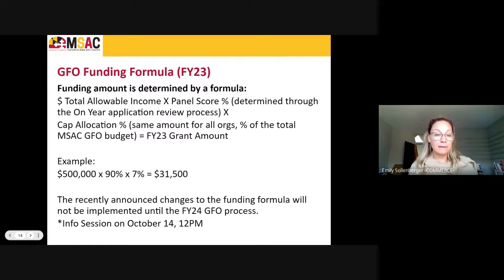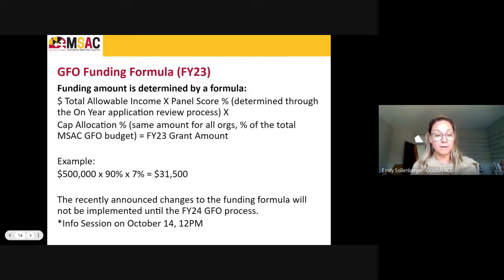So an example might look like if you have $500,000 of allowable income, you multiply that by your panel score. So for example, 90% times the average has been around 7 to 7.5. So say it's 7%, you're looking at a grant award of $31,500.